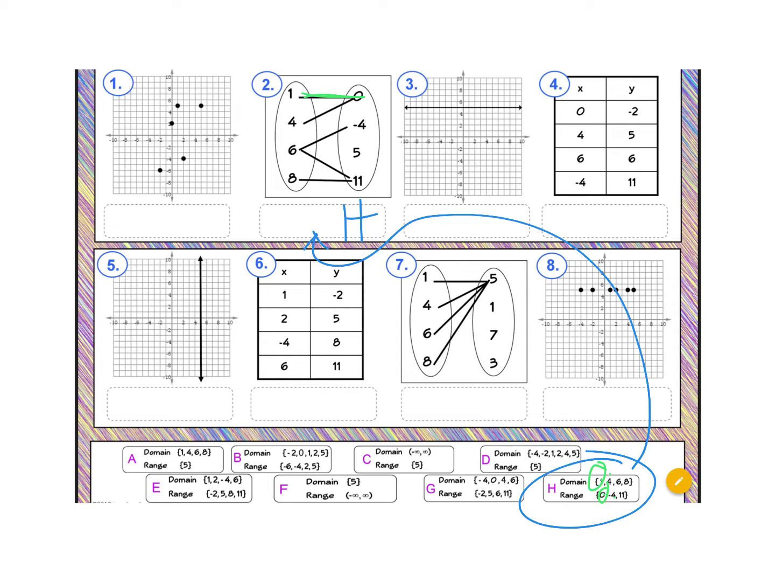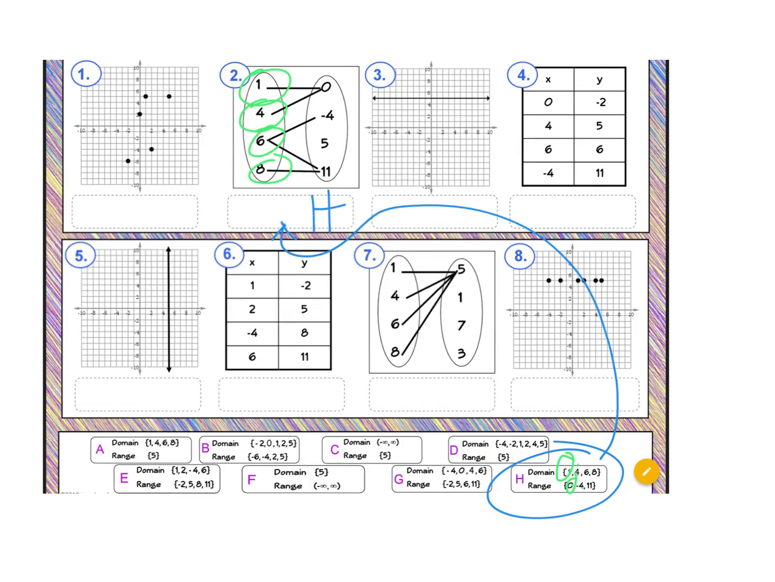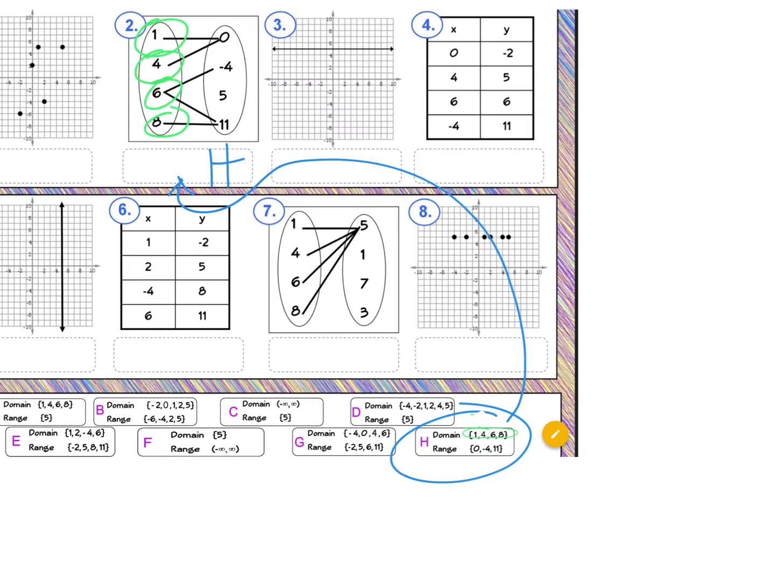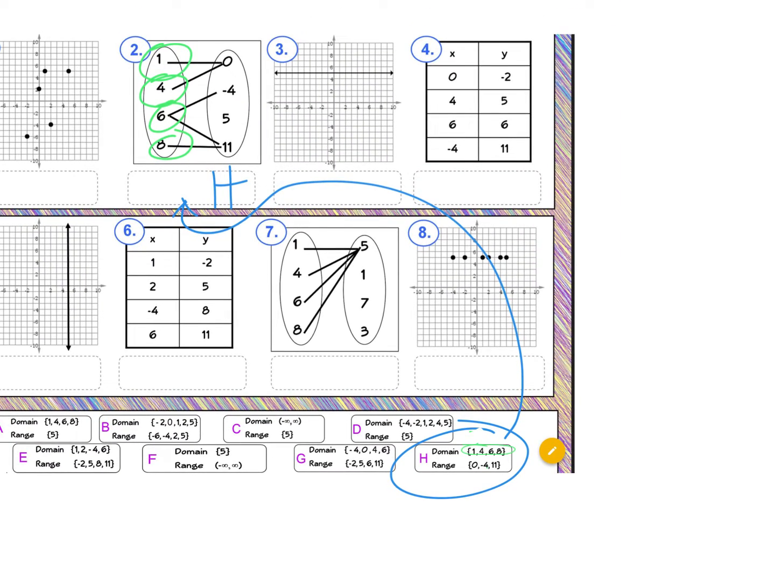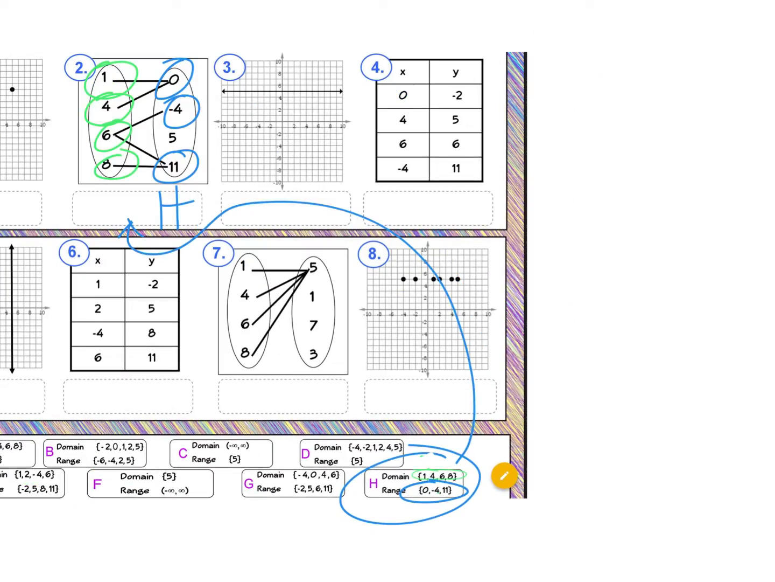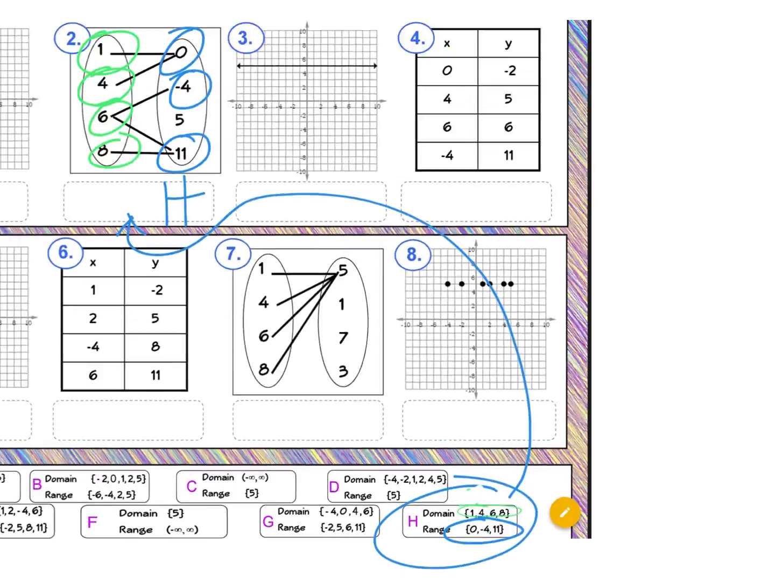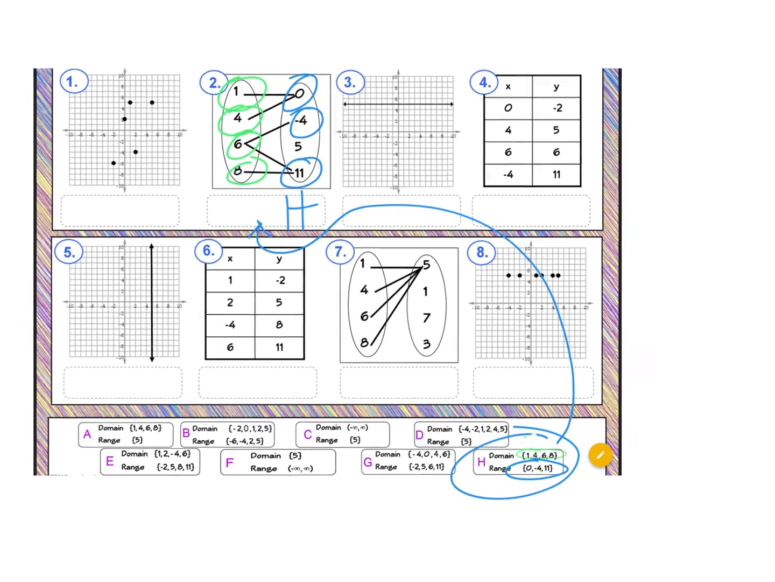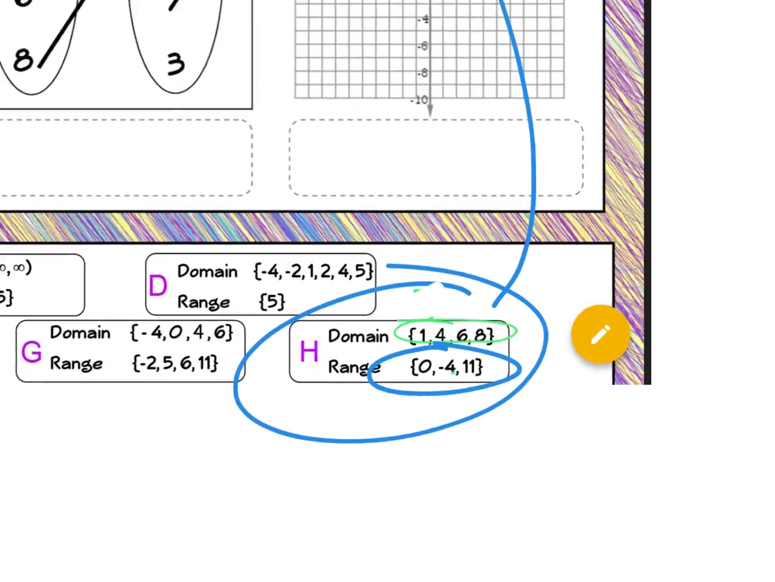Let me see if I understand what you're saying. So you're saying, look, 1, 4, 6, 8. And then if I go right here, I have a 1, 4, 6, 8. It's much easier. If I look over here at number 2, or at the other half, 0, -4, 11. So based on that, what could we take a guess that domain means? What if it doesn't match up? Maybe it will. How come there's no 5 down here?